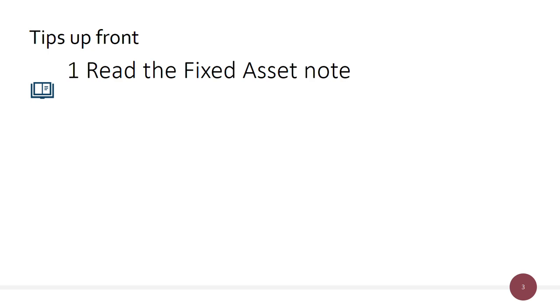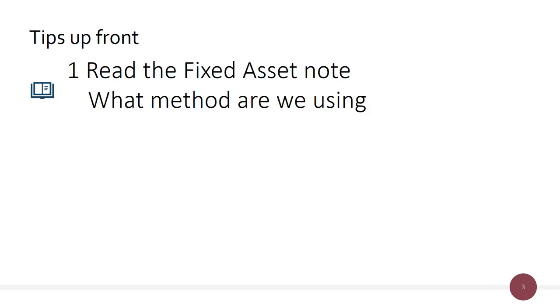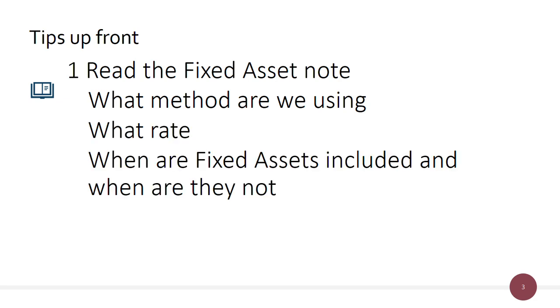So, tips up front. You're going to read the fixed asset note. It's going to show you what method of depreciation we're going to use. We have two: straight line method or reducing balance, or diminishing balance as it's also called. We're going to show you the rates that are going to be used for those. It's also going to show you when a fixed asset is included and when it is not. So when it's capitalized and included within what's known as the fixed asset register, or it's not. So things less than a particular value are probably not going to be capitalized, but there's going to be a trick in there which we'll show you in a minute.